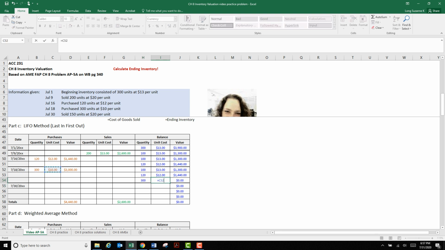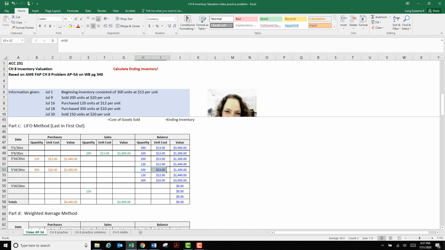Okay, now the fun part. Now we get to do some LIFO. So now we're at this sale at the end of the month, sold 150. And again, I'm going to sort of pencil this in. We're going to have 150 coming out, but we got to figure out which ones were sold for 150. So this time we're doing LIFO, last in, first out.